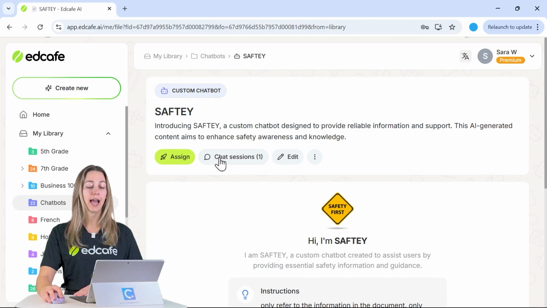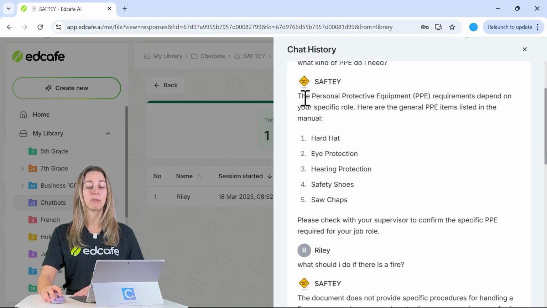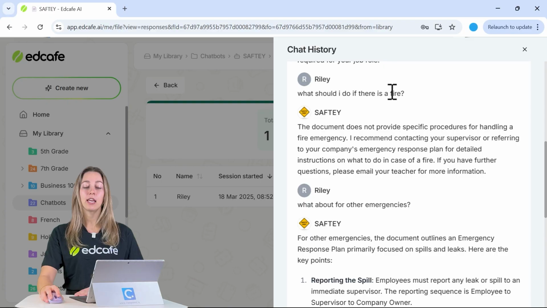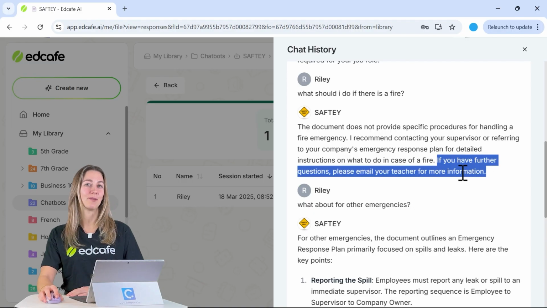So we can take a look at a quick chat session from a student. So what kind of personal protection do they need? And the chatbot is able to reference that document and come up with an answer. Then the student asks, what should I do if there's a fire? And the document doesn't actually provide that information. So the chatbot has said, if you have further questions, email the teacher for more information.